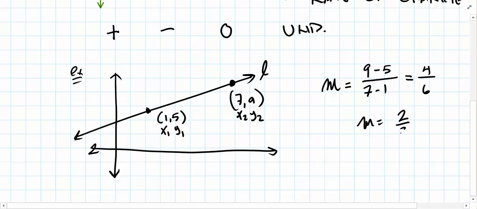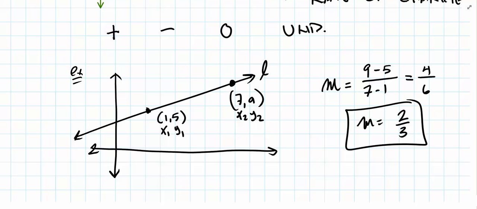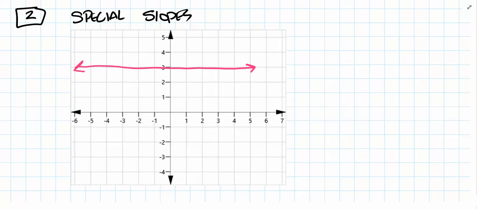2/3. Is this a positive 2/3 or negative 2/3? Positive. Why is it positive? Going up from... There you go. Okay, let's take a look at that pink line right there. There's that pink line, okay? Give me 2 points on that pink line.